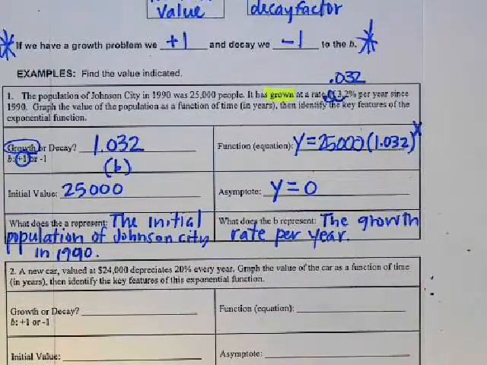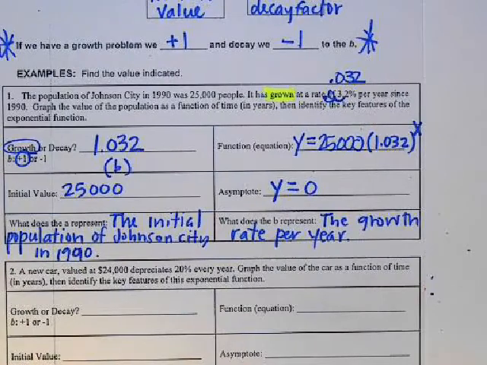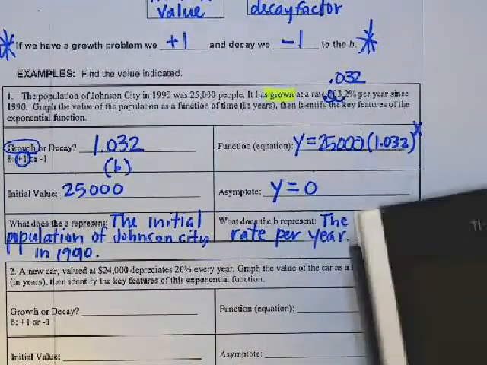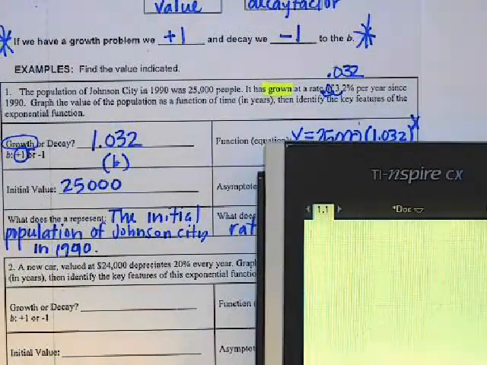Okay, now it doesn't say that on there, but what if it said, what's the population after 3 years? If it said, what's the population after 3 years, what would you do? Plug in where? Put the 3 in the X. So let's see. What would the population be after 3 years? How fast would it be growing?